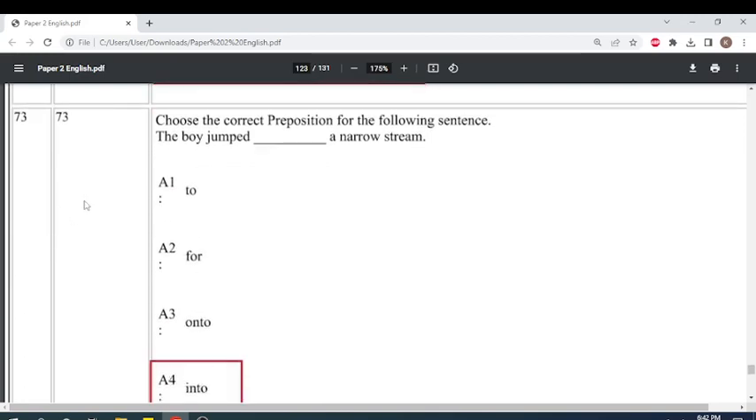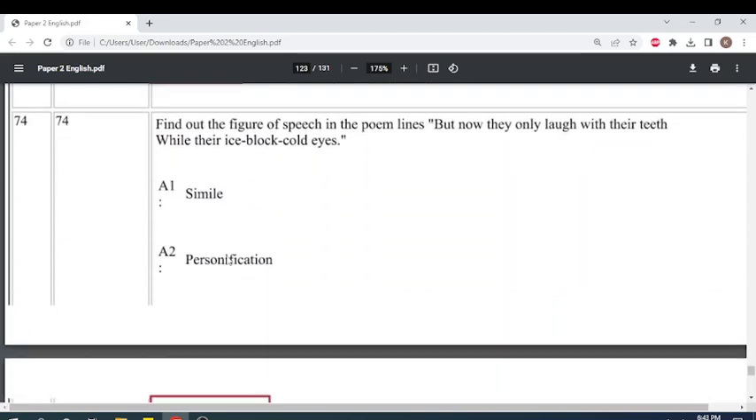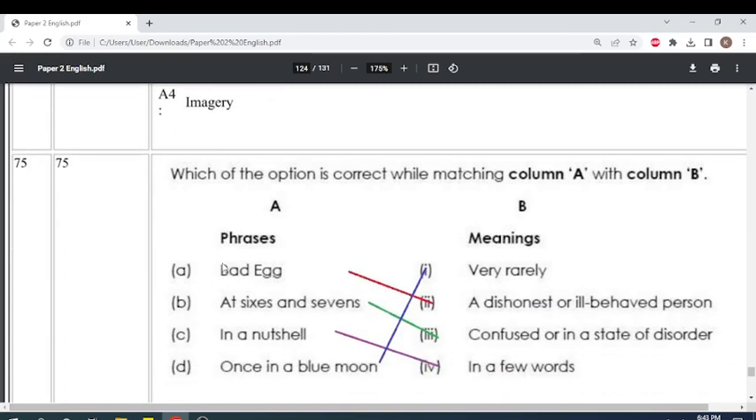73. Choose the correct preposition for the following sentence. The boy jumped dash a narrow stream. Answer A4, into. 74. Find out the figure of speech in the poem lines. But now they only laugh with their teeth while their eyes block cold ice. Answer A3, metaphor.